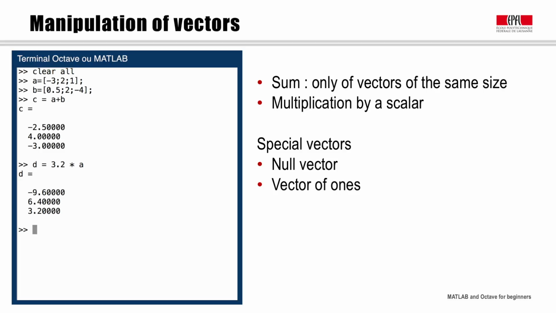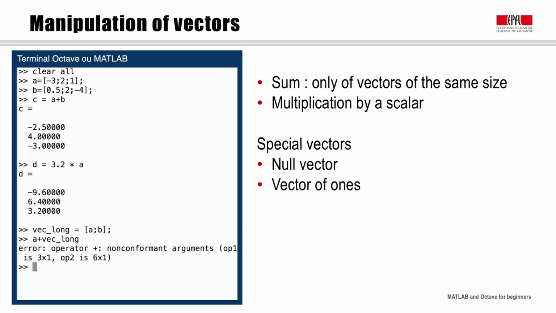So as I said before, if we want to do the sum of vectors, the sizes have to be the same. If I have a vector that is too long, for example, I take a long vector which is equal to the concatenation of A and B. So I've taken A and B concatenated by semicolons, so I get a big column, and I try to do A plus this longer vector, then there is an error, and Octave tells you that you cannot sum these vectors.